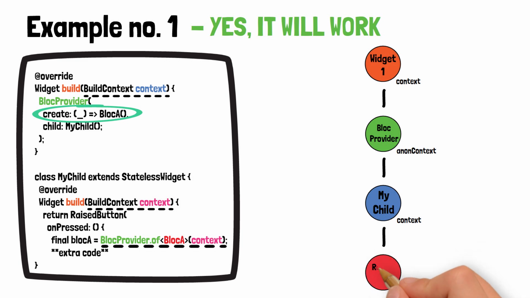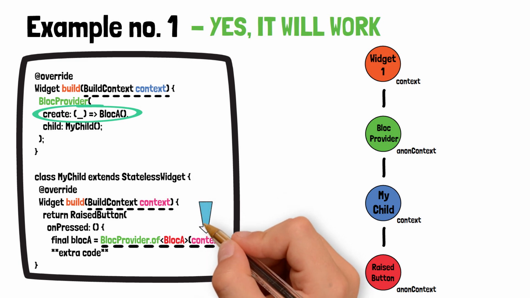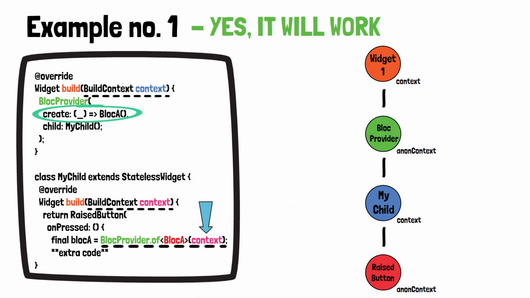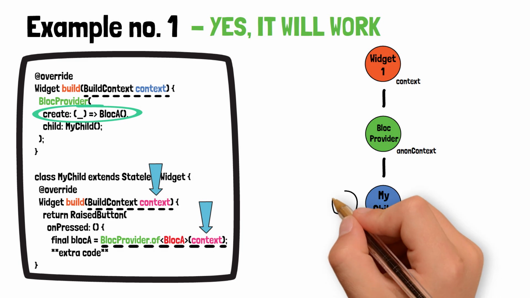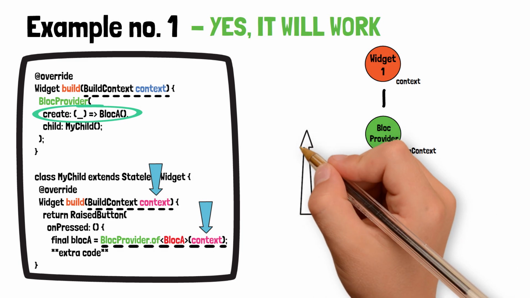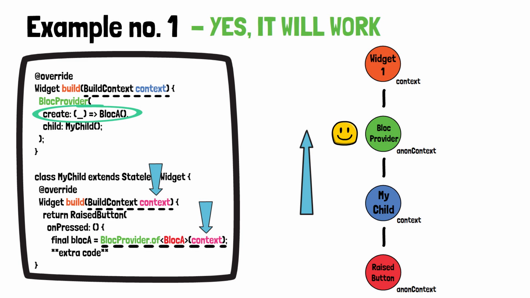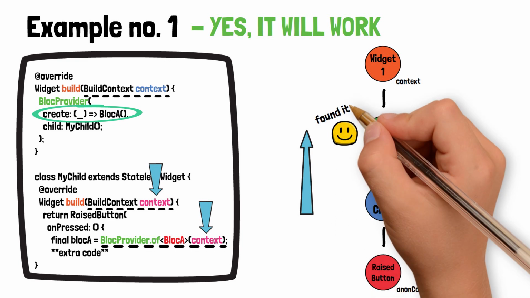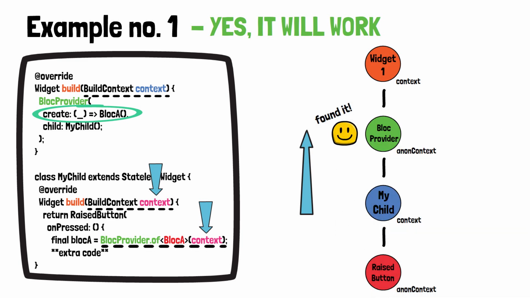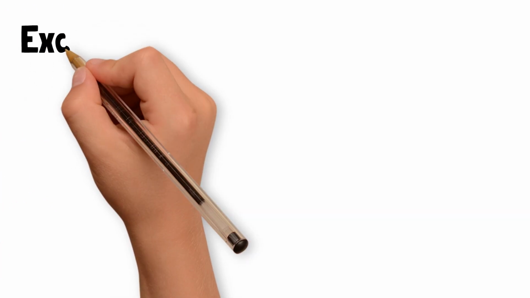We also have a raised button built with its own anonymous context at the end of the widget tree, in which we're asking Flutter to find us the first block provider of type block A. So the context from which we'll start searching is, as you can see, the context of the my child widget. We'll start going up from there, and voila, my app's parent is actually what we were searching for, the block provider of block A, which contains the block A unique instance. Success! Let's move to the second example.